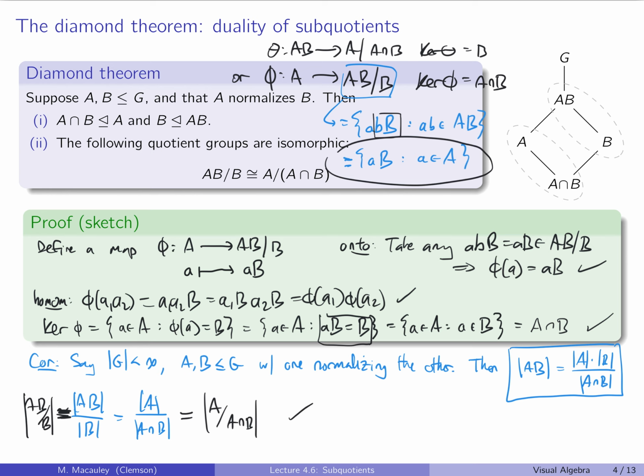One last comment. Do you see why I said if either one of these normalizes the other? So if A normalizes B, we have this picture like here, but if B normalizes A, then we have a similar picture like this, and it doesn't matter which one. In both cases, we can conclude this equality. Okay, now I want to give you some better visuals than these little dinky motifs that are standard for the diamond theorem.